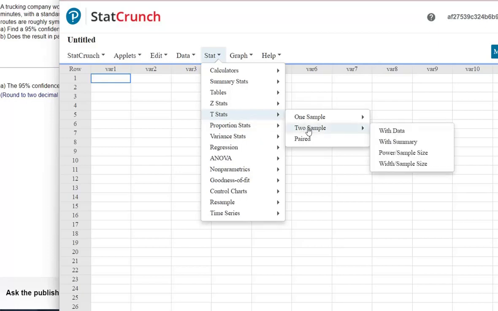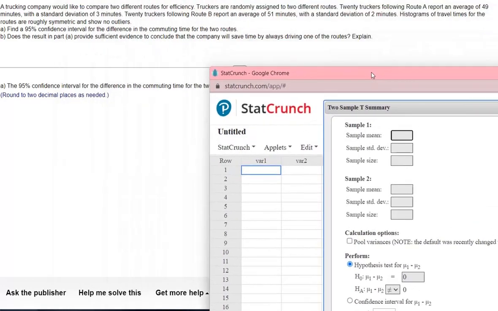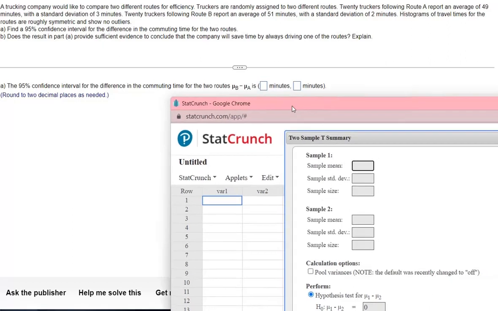T-stats, you want to go to two sample like we said. And it's not with data because we don't have the actual data set. They've just given us a summary. And then for the first mean, they tell us which one they want to go first because that will change the sign. Mu B minus mu A, so trucker route B minus trucker route A. So I think that means for StatCrunch you want to put trucker route B first, because it's the top minus the bottom. So it has an average of 51 with a standard deviation of 2.